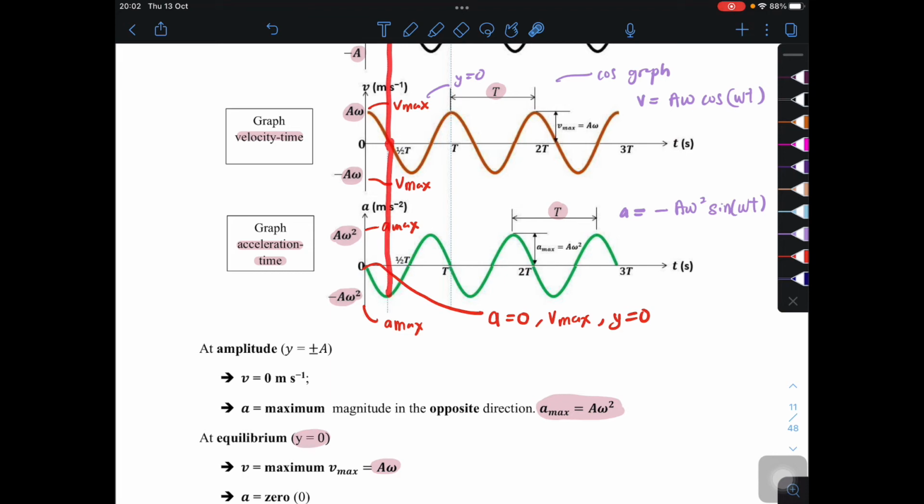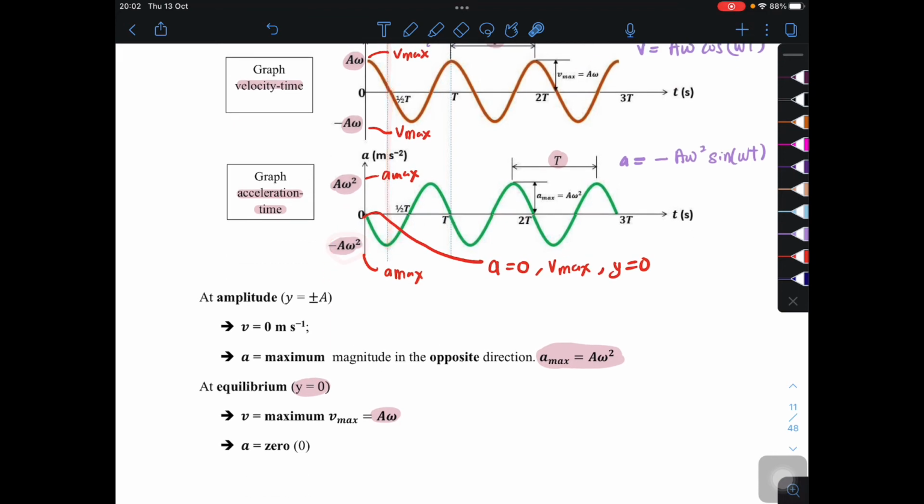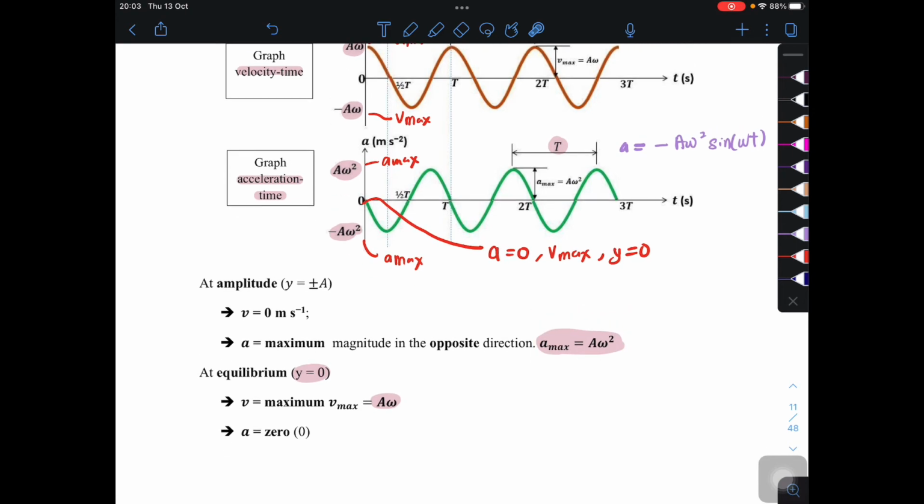But A dia akan jadi negative A omega. Okay, so when y is equal to the amplitude, V akan sama dengan kosong, dan A will be equal to the maximum value, but in the opposite direction lah. So the formula untuk cari maximum acceleration is equal to A omega square. And the next one, this is when y is equal to the amplitude.